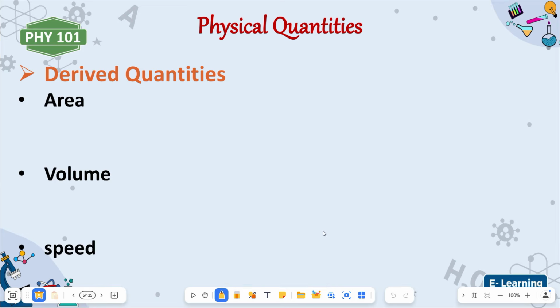Now, let us look at some of the derived quantities and their units. All right? Now, we have area. The first derived quantity we are going to look at here is what? Area. My dear student, what is area? Area is length times breadth, or some persons will say length times length, depending on the shape that was given to you.